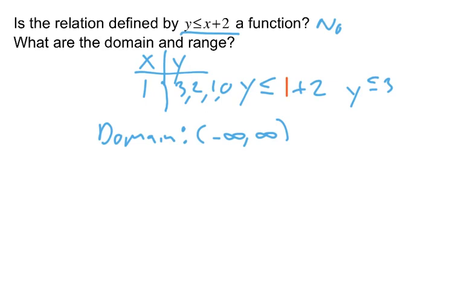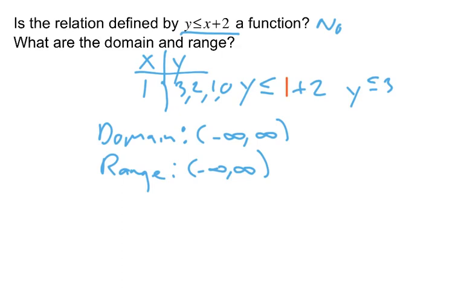And the range is going to be very, very similar, especially because of the inequality there. We're going to have, for any x, infinitely many choices of y, and as the x's get larger, the legal values of y get larger. I believe this range is also -infinity to infinity.